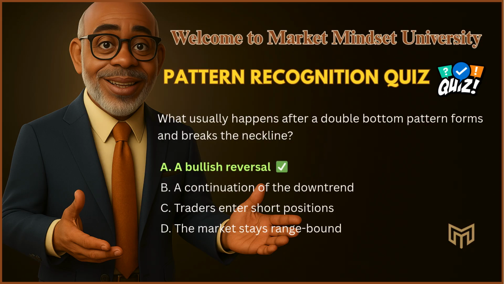The correct answer here is A, a bullish reversal. When a double bottom pattern forms and price breaks above the neckline, traders often interpret this as a bullish reversal signal. This breakout may suggest that buying pressure is increasing and the previous downtrend could be losing strength.